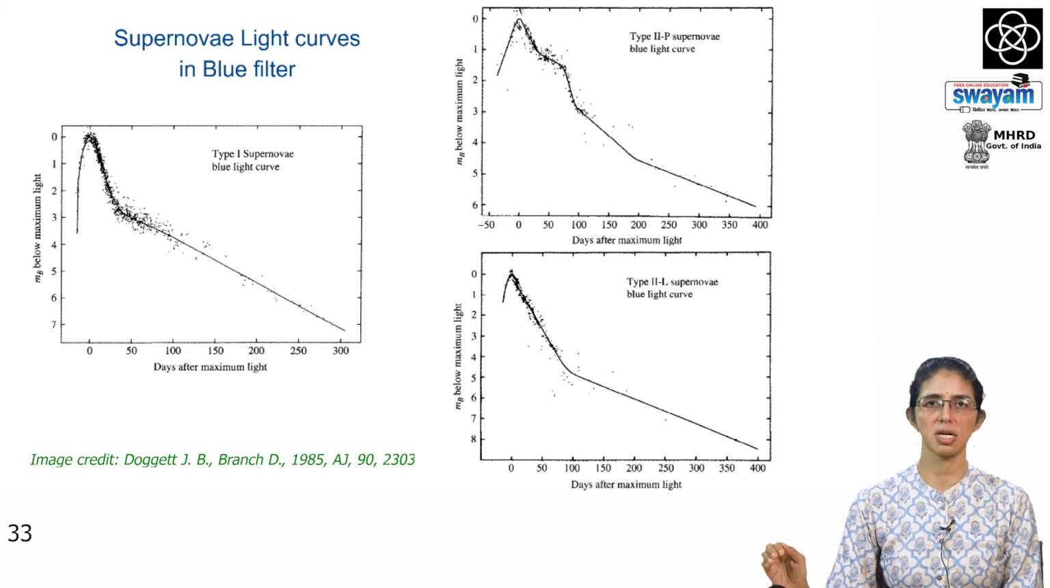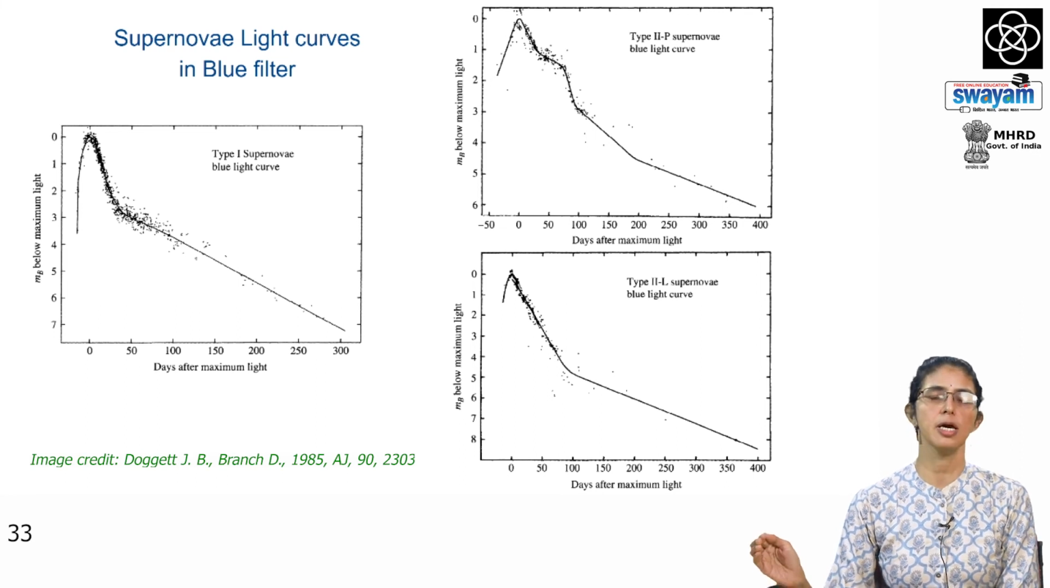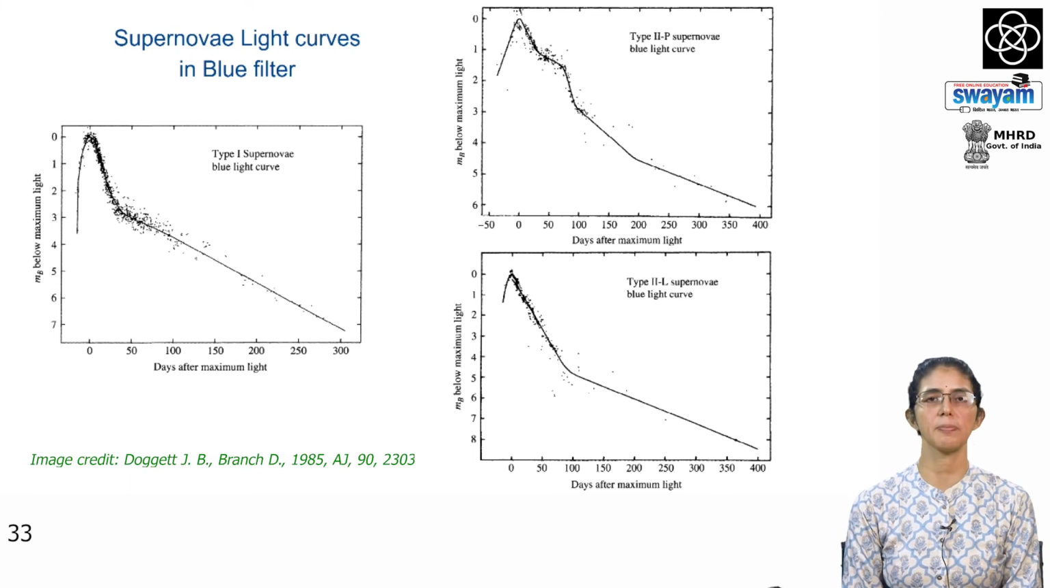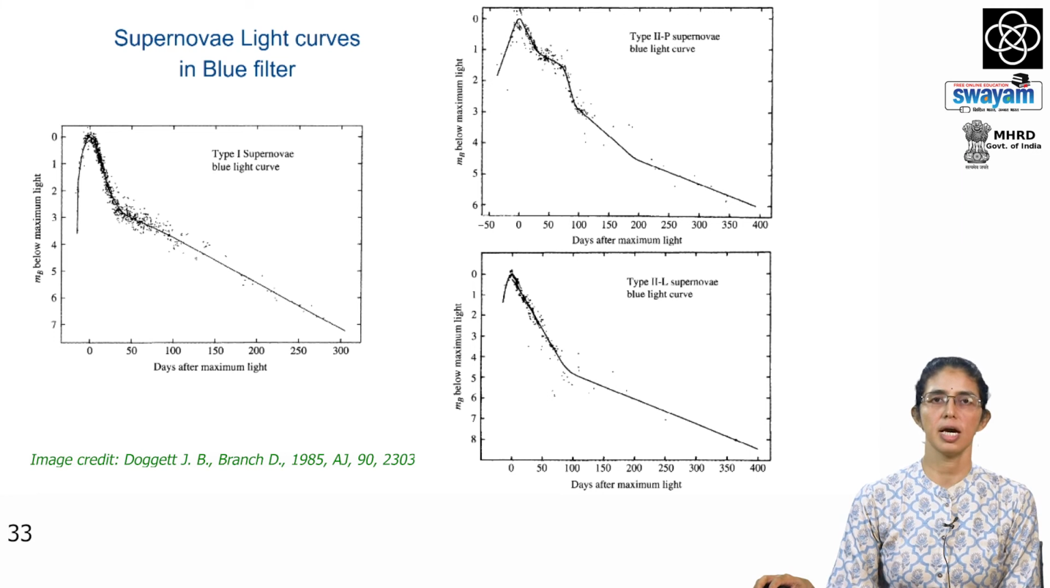On the right hand panel, we see the type 2 supernovae, but the light curves again show a distinction. One can see that there are type 2P supernovae as well as type 2L supernovae. So, the P represents the plateau in the supernova light curve. So, one can see that there is a plateau. Variations in the light curve are related to the radioactivity and genesis of nuclear elements during the supernova phase.